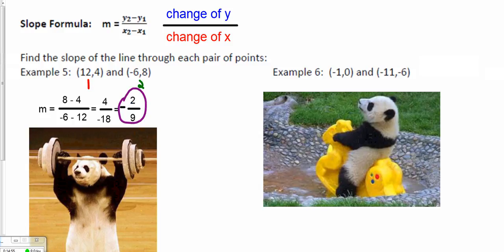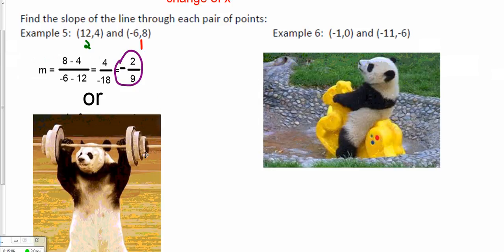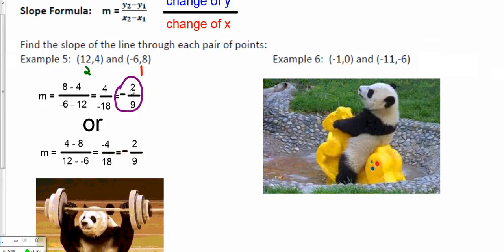Let's say, though, we wanted to switch these. Oops, grabbed the wrong thing. We want this to be point 1 and this to be point 2. Well, that would look like this then. We would say 12 minus negative 6. That's our x values on bottom, and 4 minus 8 as our y values on top. Remember, y's go on top, 4 and 8. X's, 12 and negative 6, would go on bottom.